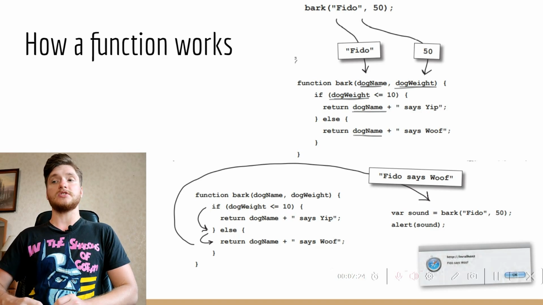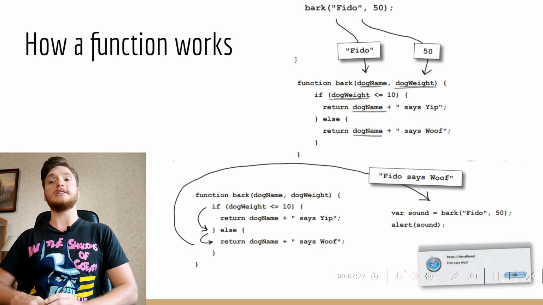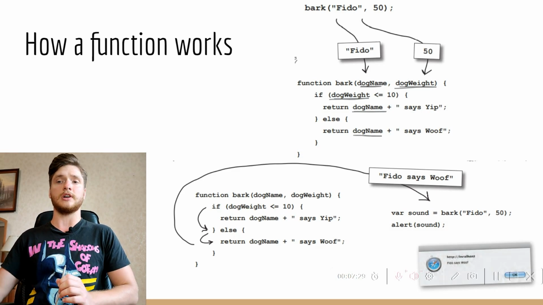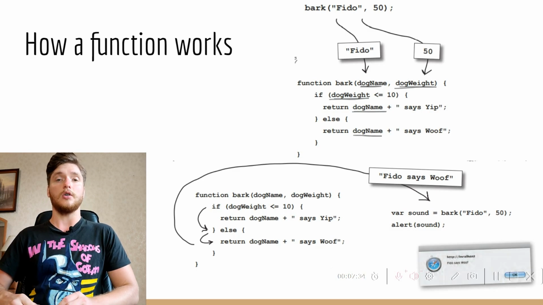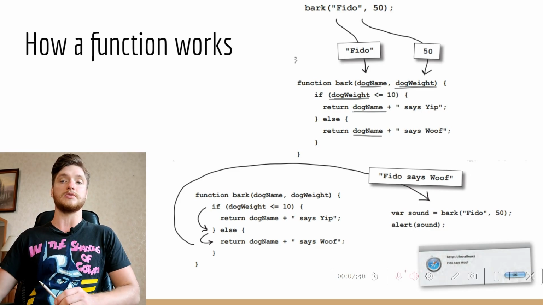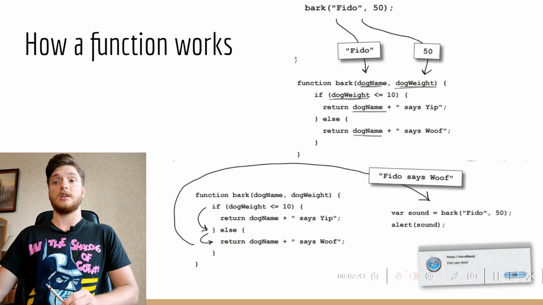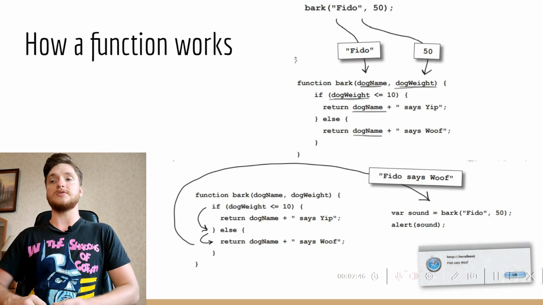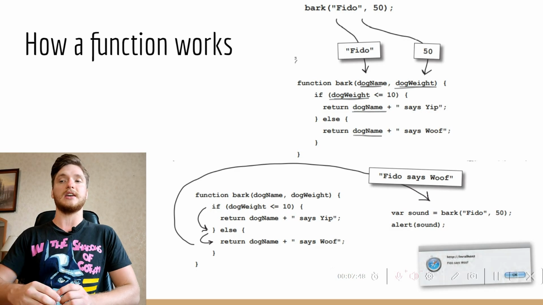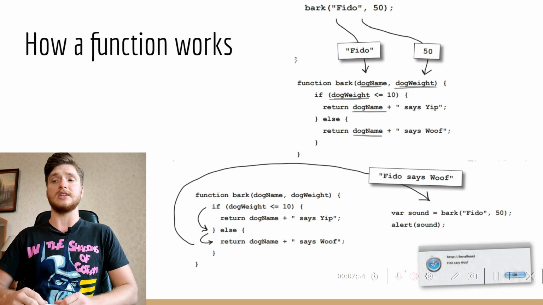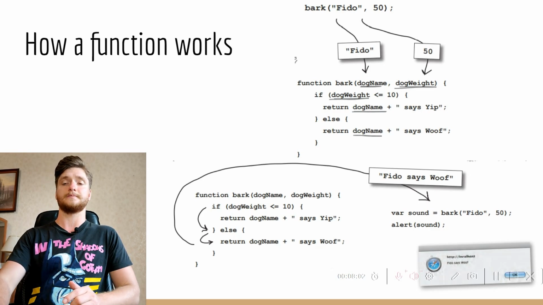Remember, functions aren't required to return a value, but in this case the bark function does return a value. Tracing out the function, dogWeight is not less than or equal to 10, so we use the else clause and return "Fido says Woof!" as a string value. The string is returned to the calling code. That's the code that invoked the bark function, and when the string is returned, it is assigned to the variable sound, which is then passed to alert, resulting in the dialog.